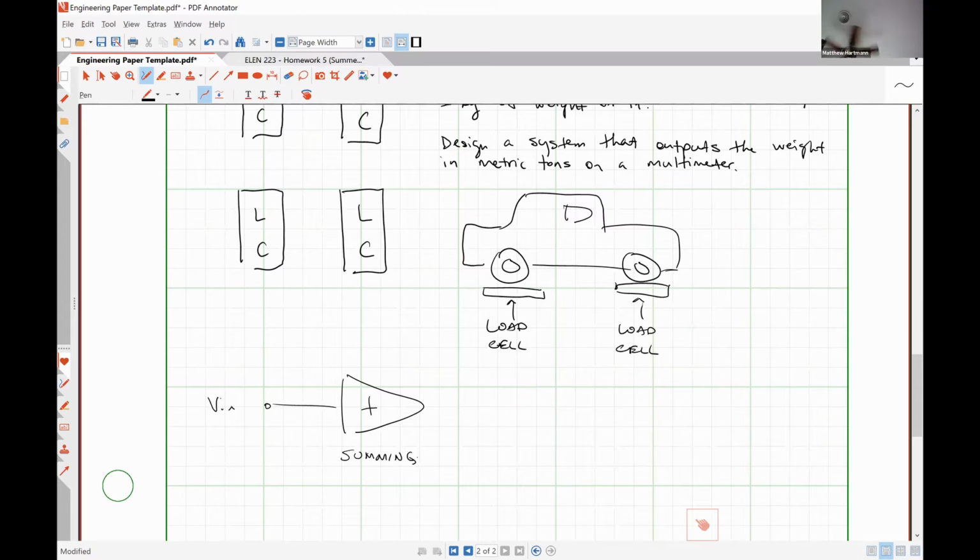Now, are any of these signals going to need to have a different scaling factor associated with them? Or do we want all of the load cells to contribute equally? Yeah, they're all going to contribute equally. So we need to make sure that we're not using a weighted summing amplifier, right? Because that's an option. We can choose the resistor values to scale the weight of individual load cells, or we could do it so that all of them contribute equally.